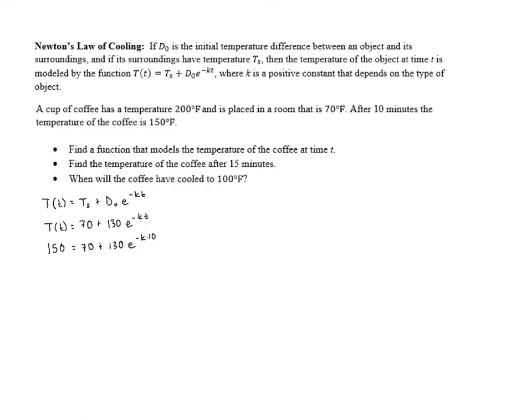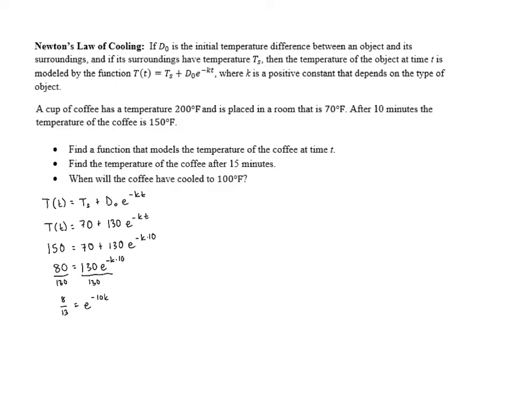We're going to subtract 70 from both sides. That gives us 80 on the left equals 130 e to the negative k times 10. And we can get rid of this 130 by dividing both sides by 130. If we do that, the left-hand side reduces to 8/13. So we have 8/13 equals e to the negative 10k. It's a little bit nicer than writing negative k times 10.